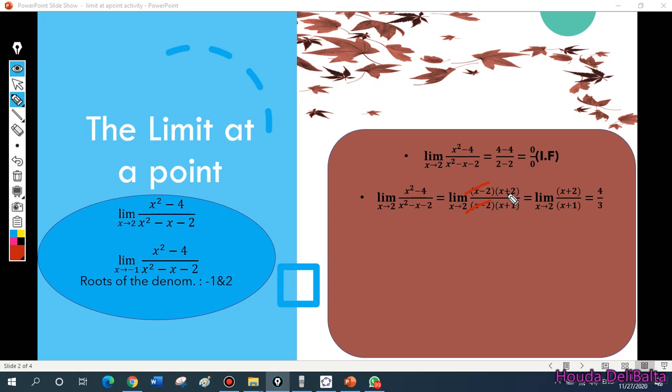Thus, we just evaluate 2 in place of x. Then we get 4, since 2 plus 2 is 4, and 2 plus 1 is 3. And thus, the limit as x goes to 2 is the constant 4 over 3.